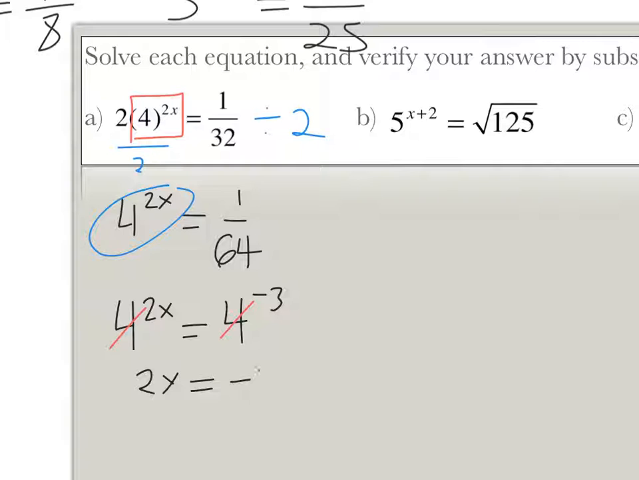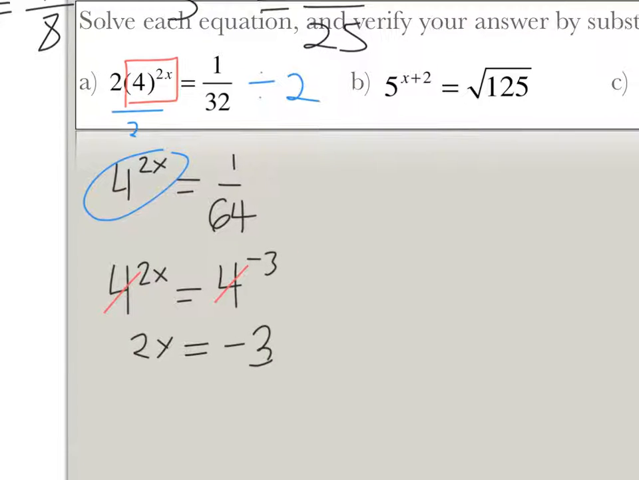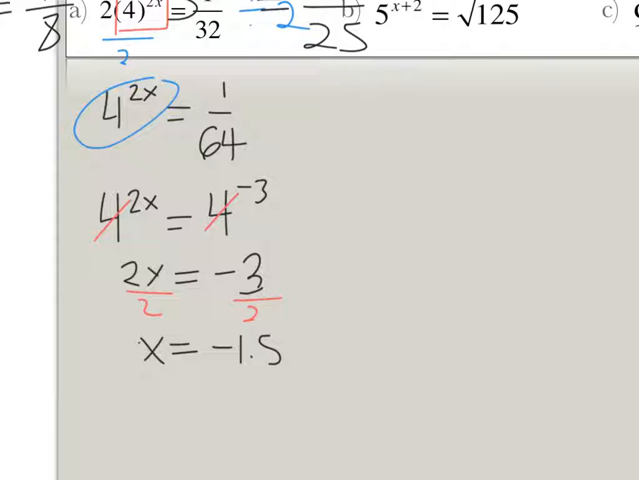Oh my gosh, my stylus is really not into it today. Okay, so 2x equals negative 3. Then how do I finish that off? Division. I just divide both sides by 2, and I get x equals negative 1.5. I know it's a little down there, I'll try to lift it up here. x equals negative 1.5. That's what I get.